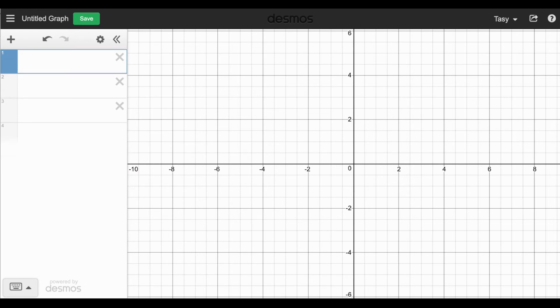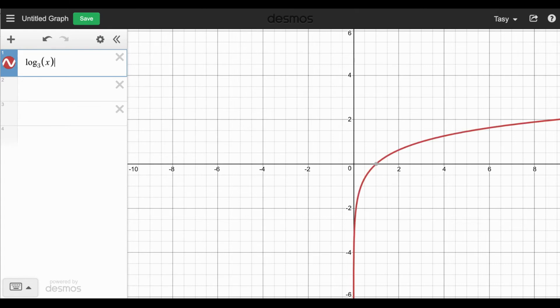Now I'm just going to look at a general logarithm function. It doesn't matter what type of log because we know they all have the same general shape. So I'm going to look at log base 3 of x. Again, same general shape. The only thing that's different between, say, log base 3 or log base 10 is that I'm going to be increasing at a slower rate.